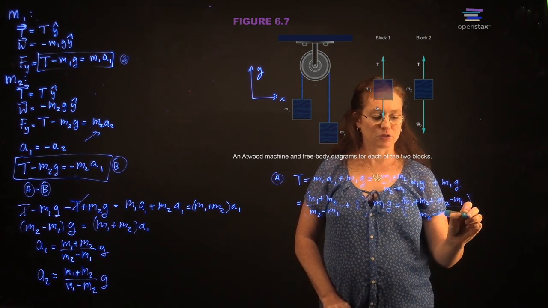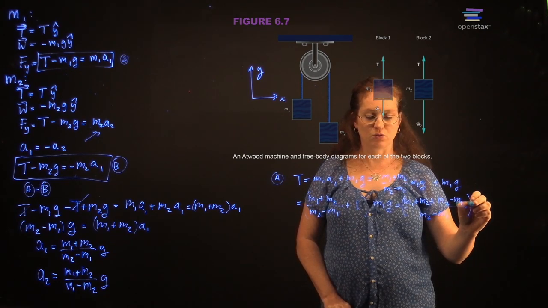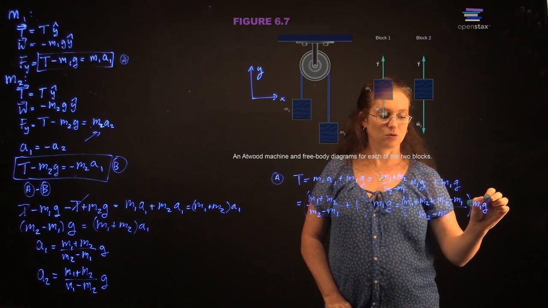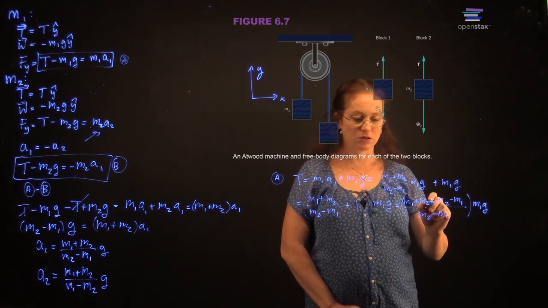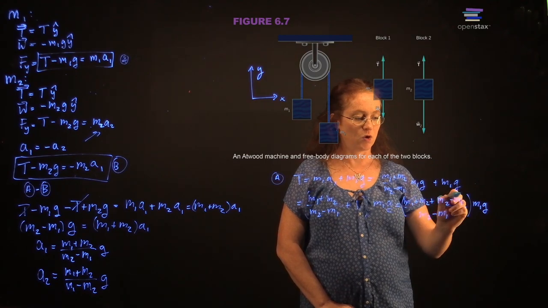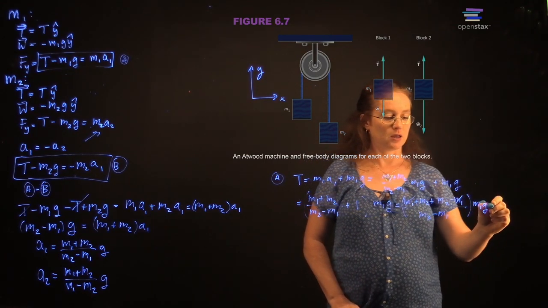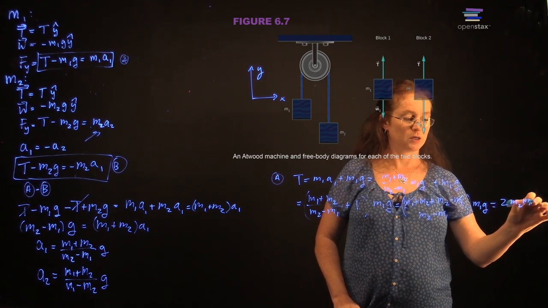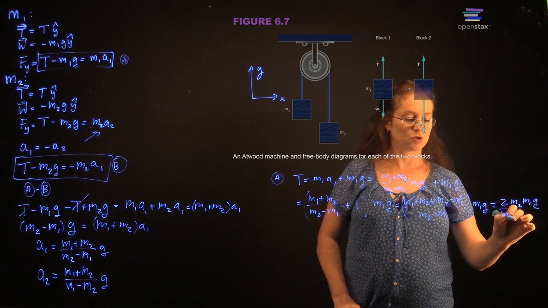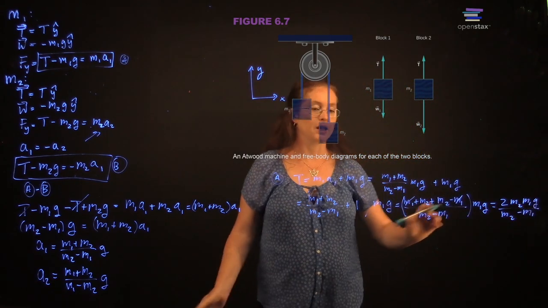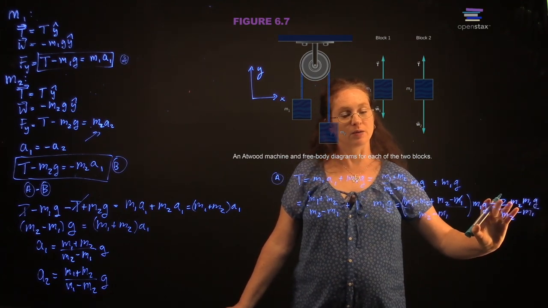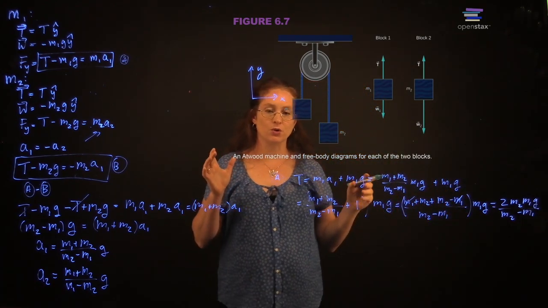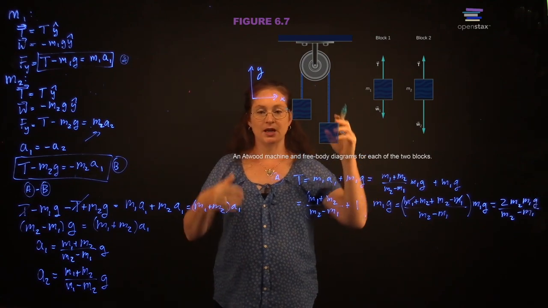What I'm looking for here is an expression where if I swap my ones and twos, it doesn't matter, or it will differ by at most a sign. So now my M1s cancel out, and I am left with 2 M1 M2 G over M2 minus M1. All right, this makes sense. If I switch M1 and M2, the sign changes, but the magnitude does not. So the sign changing means the direction of the tension will change.